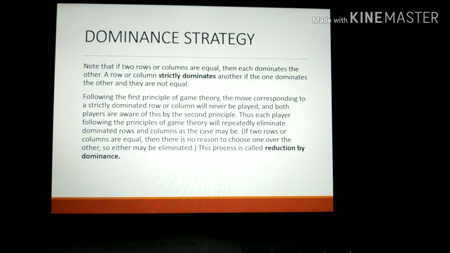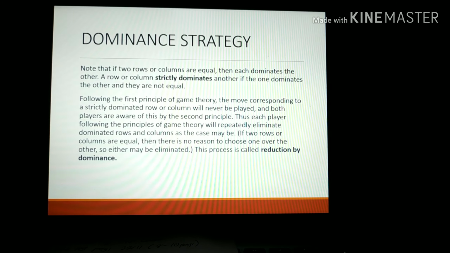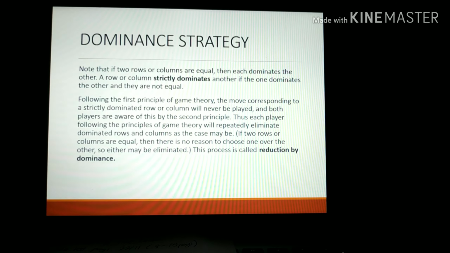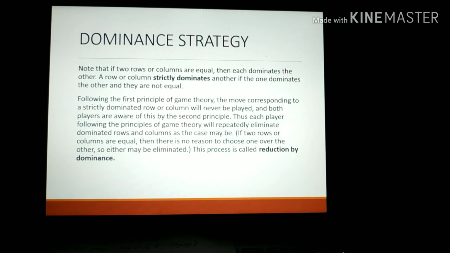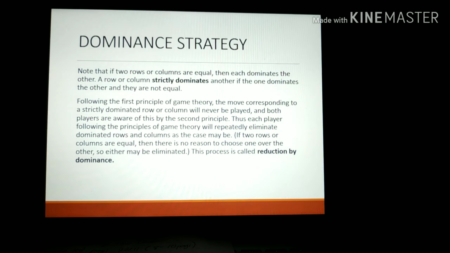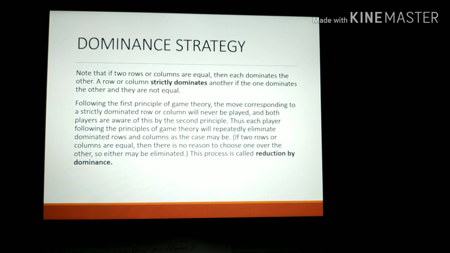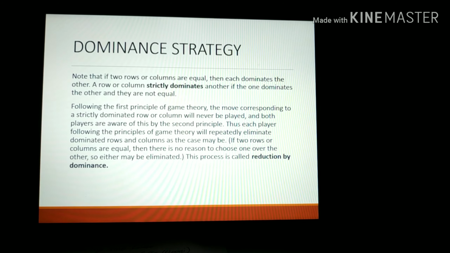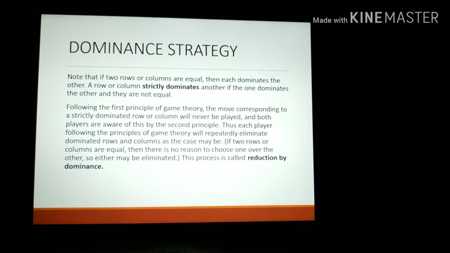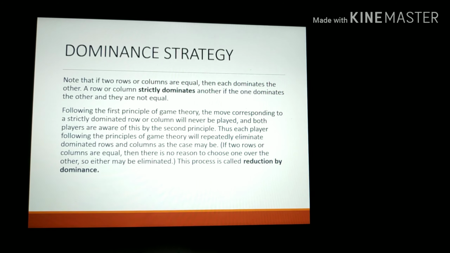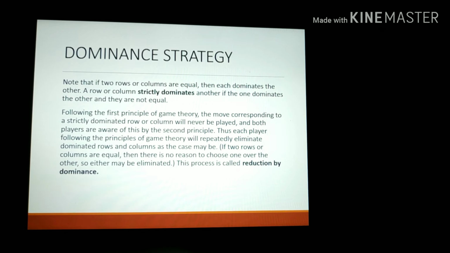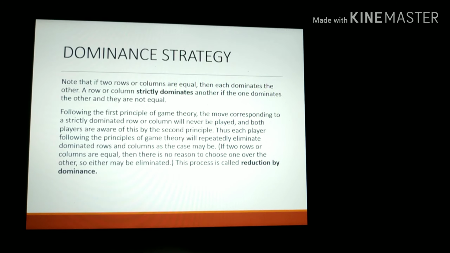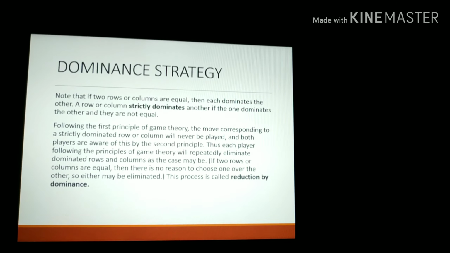Following the first principle of game theory, the move corresponding to a strictly dominated row or column will never be played, and both players are aware of this by the second principle. Thus, each player following the principles of game theory will repeatedly eliminate the dominated rows and columns as the case may be. If two rows or columns are equal, then there is no reason to choose one over the other, so either may be eliminated. This process is called reduction by dominance.